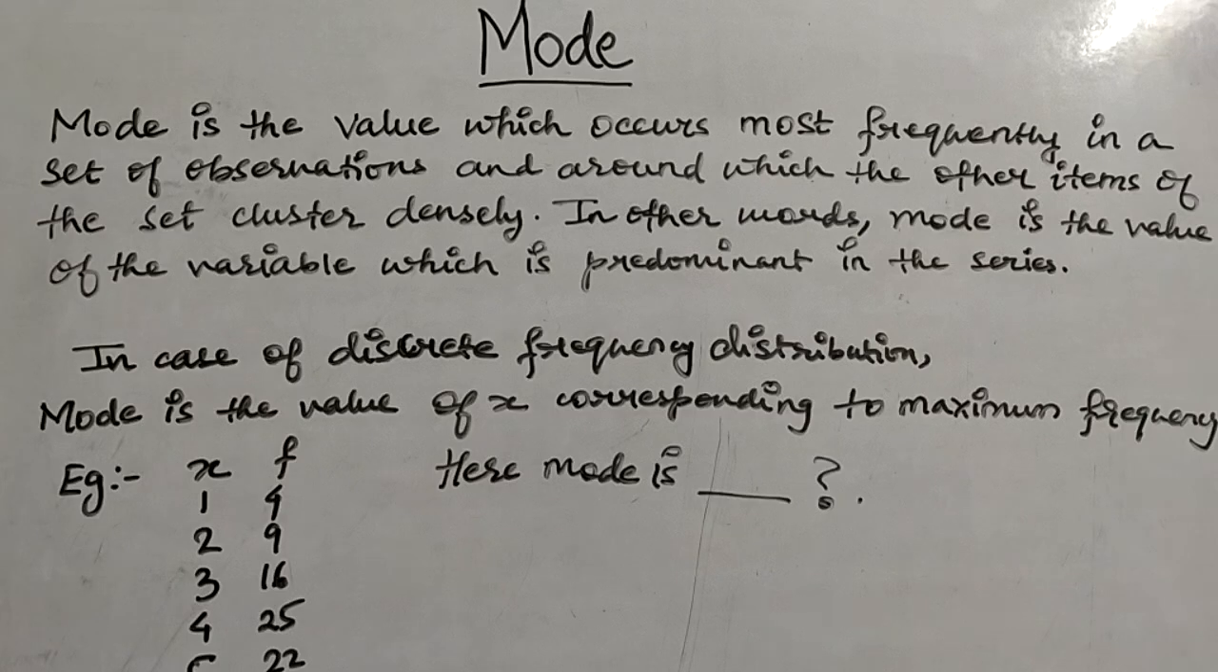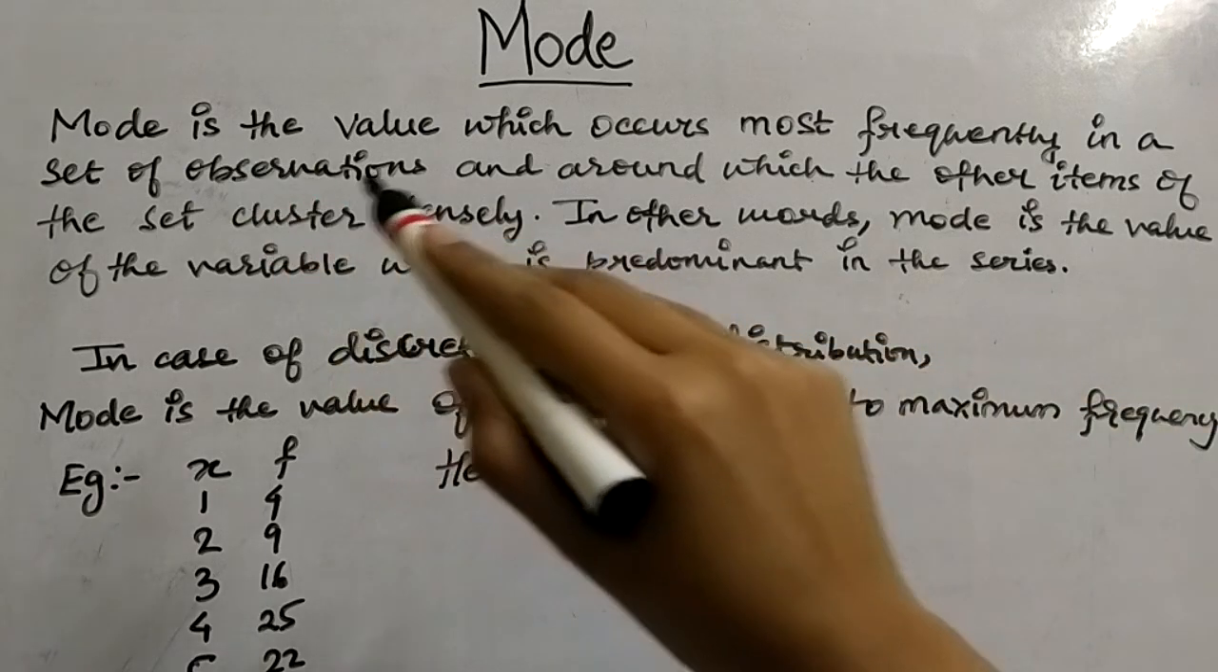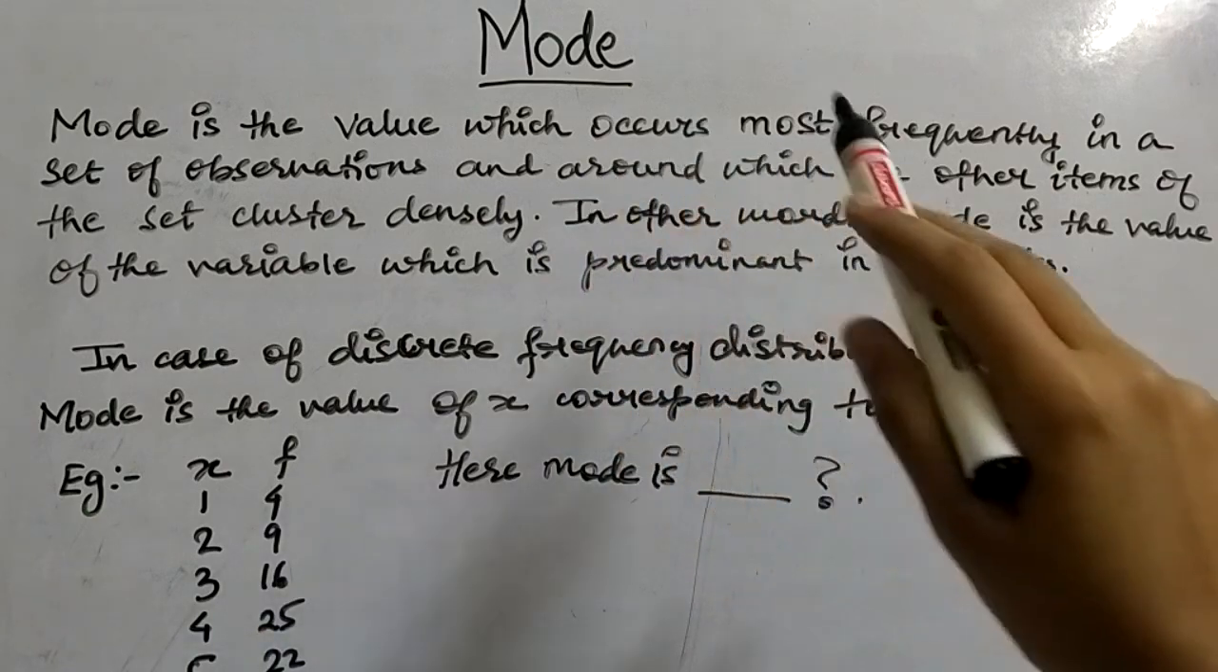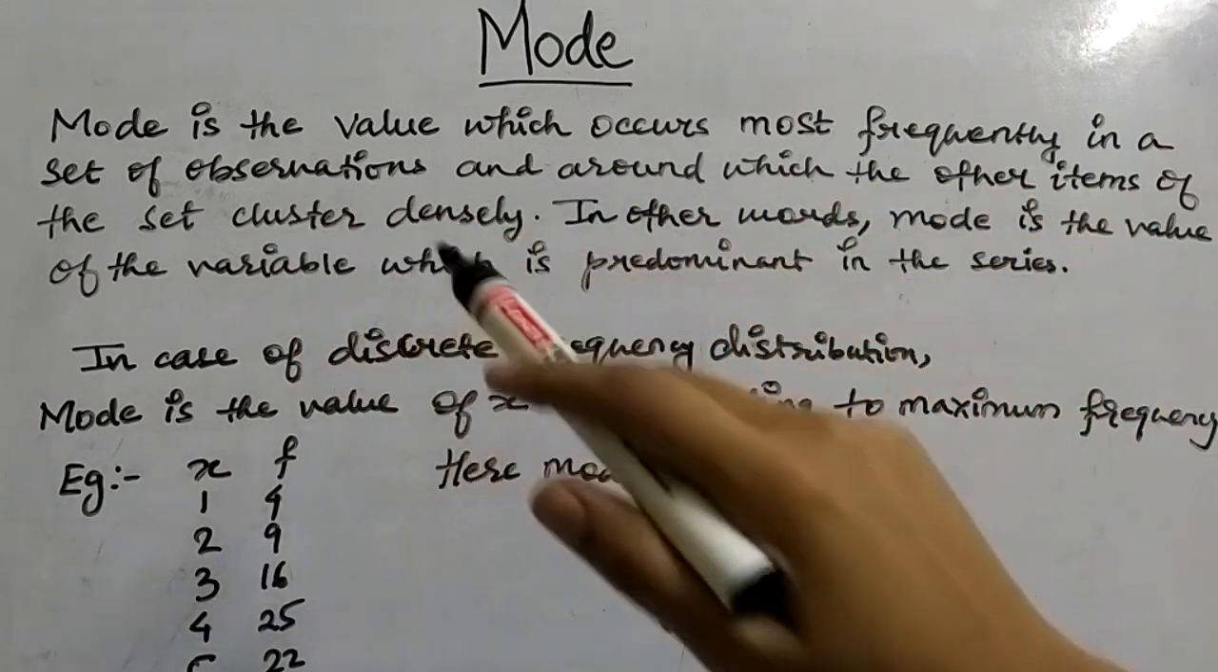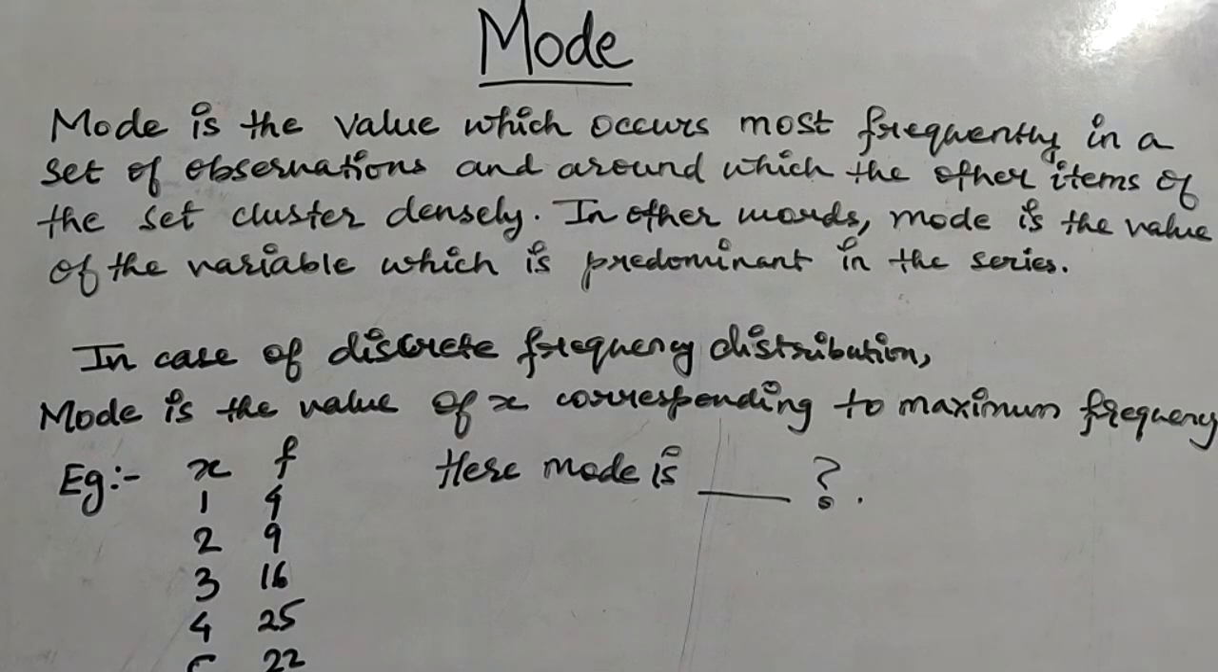Mode, another measure of central tendency. Mode is the value which occurs most frequently in a set of observations and around which the other items of the set cluster densely. What does it mean? It means that in a given set of data, you will definitely have quite a number of variables. Now, by a mode, you will get to know which variable is the strongest or the main element of the entire observations. Let's just see how we can calculate mode.